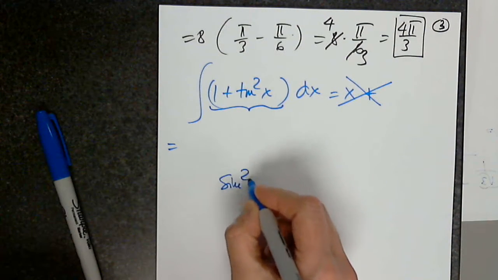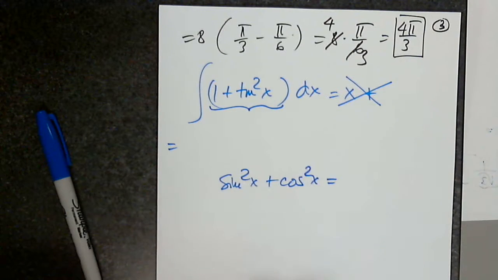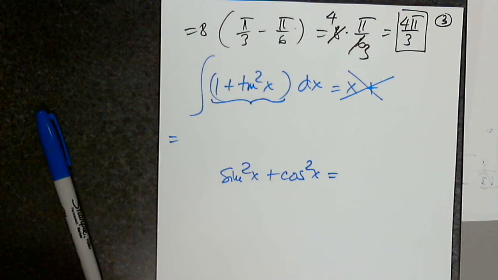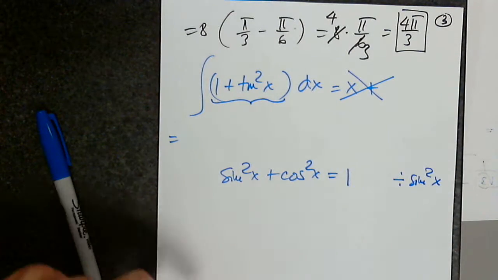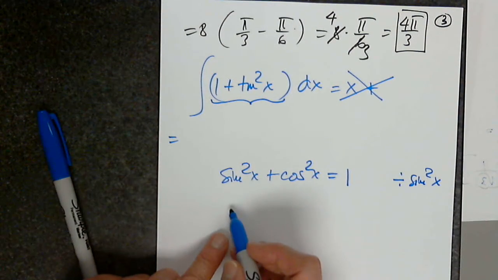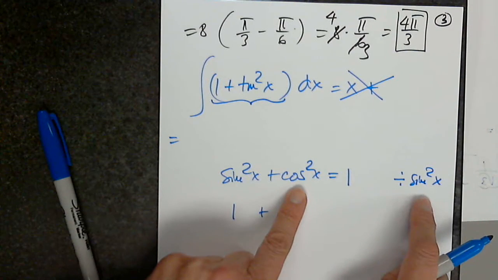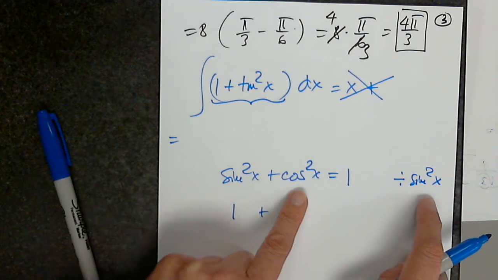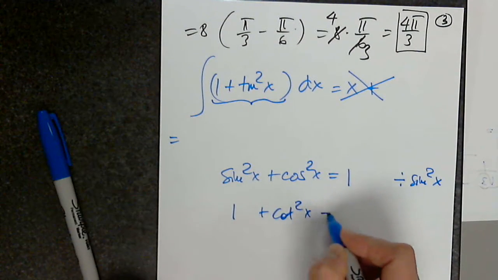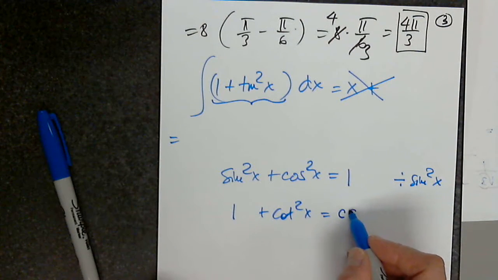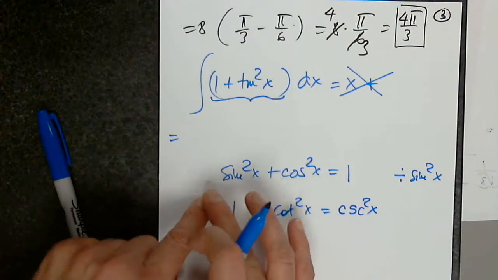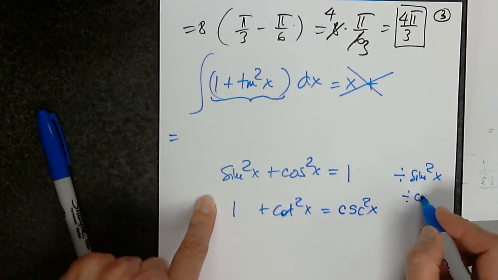What about sine squared x plus cosine squared x? How much is this? 1. Thank you. Let's suppose now I divide both sides by sine squared. What do I get? Sine squared divided by sine squared is 1, plus cosine squared divided by sine squared is cotangent squared, equals 1 over sine squared. And 1 divided by sine is cosecant. Thank you. Perfect.